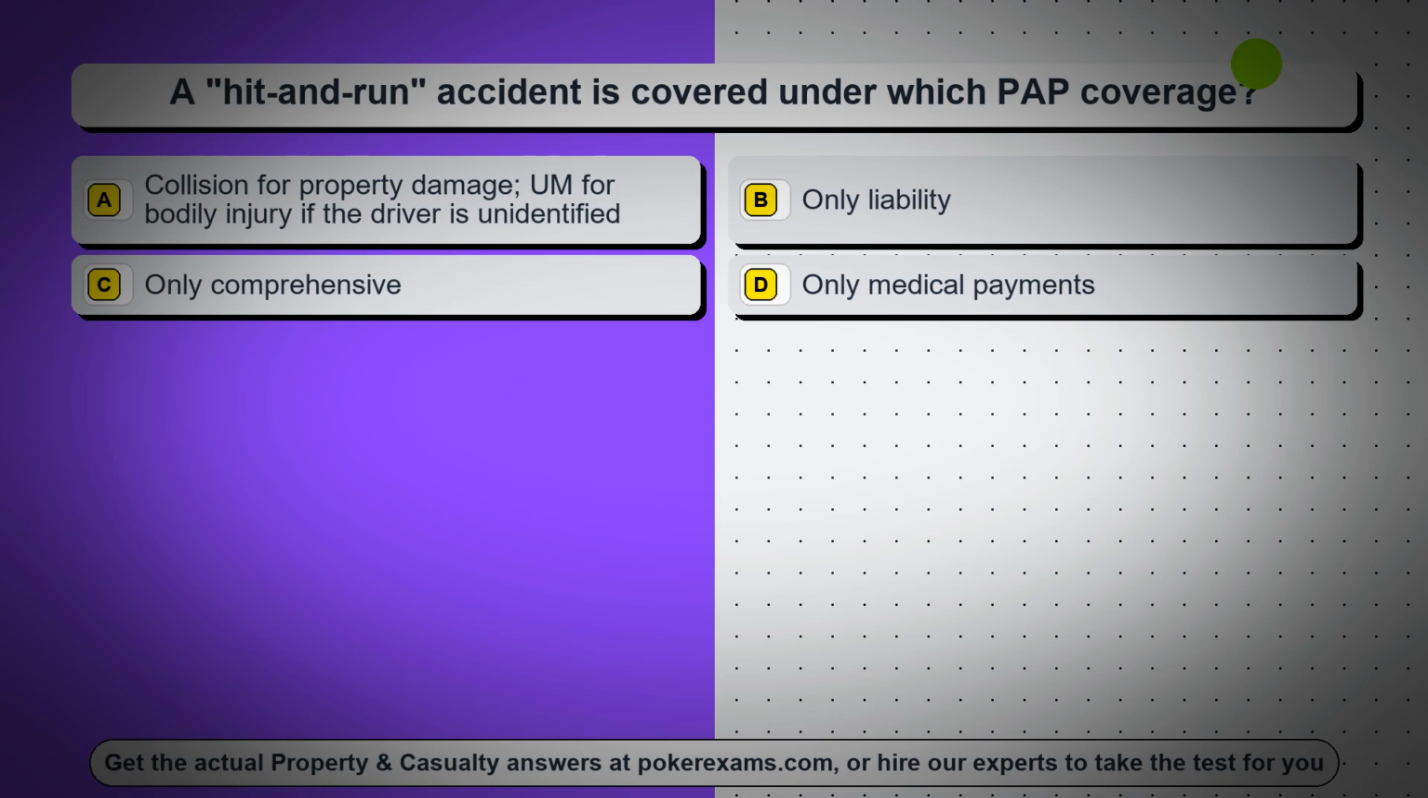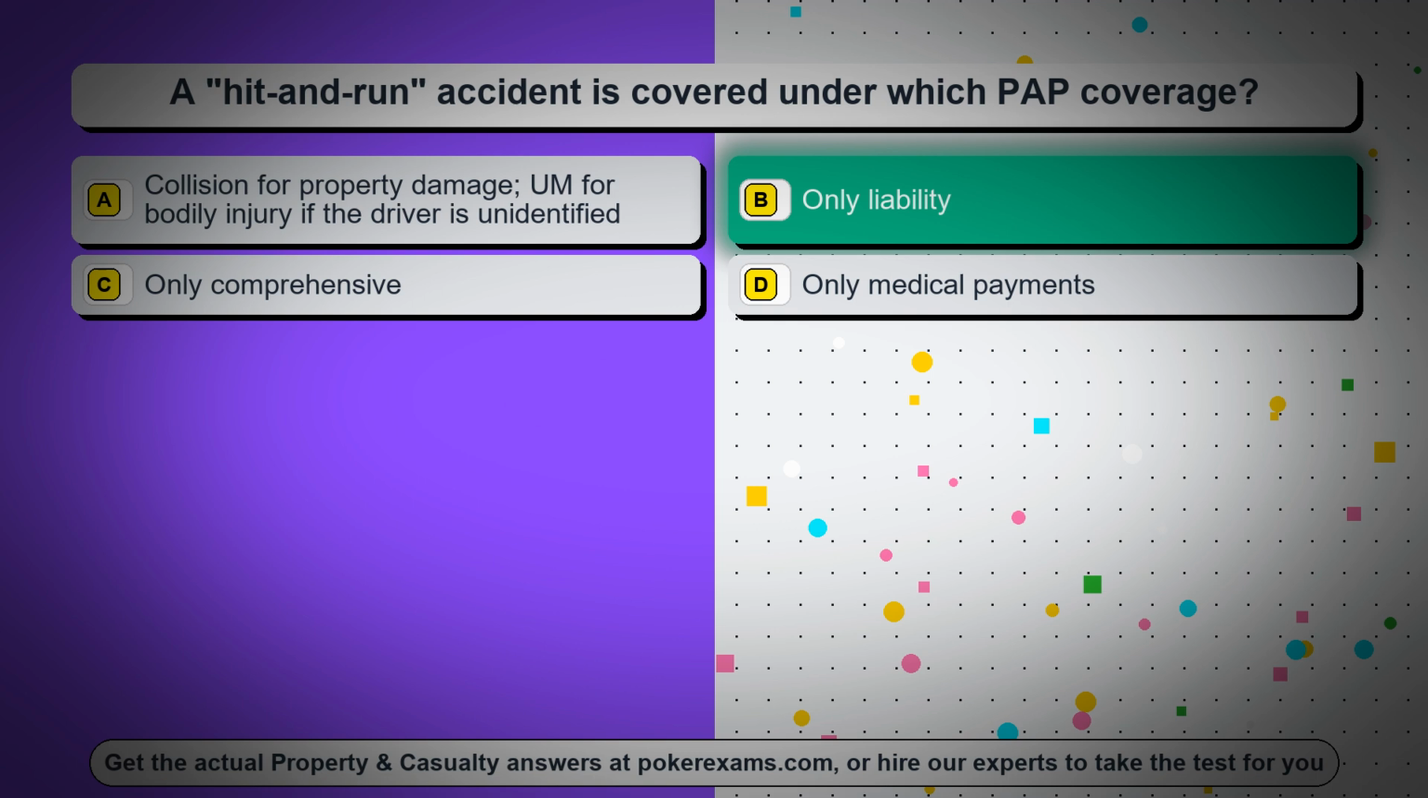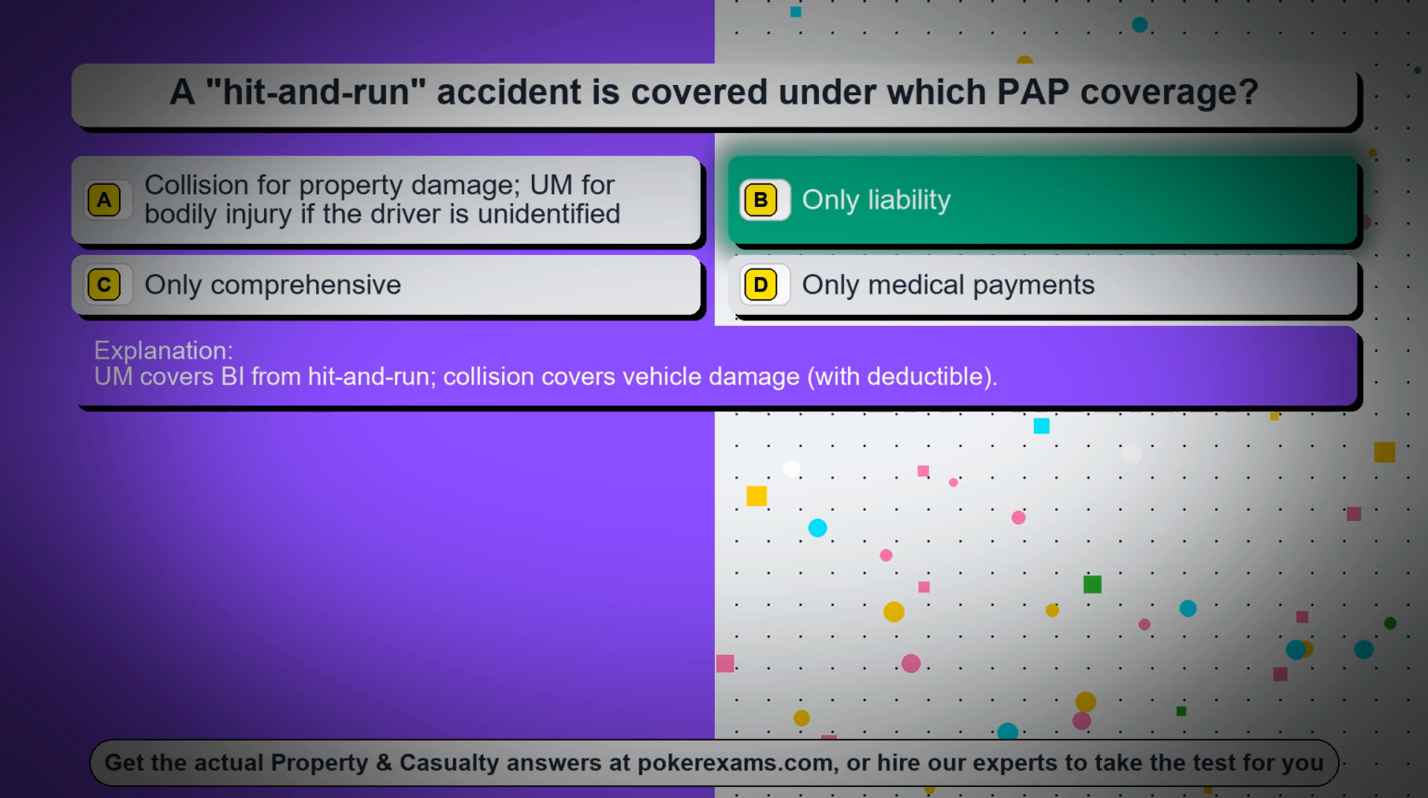Option A, collision for property damage, for bodily injury if the driver is unidentified. Option B, only liability. Option C, only comprehensive. Option D, only medical payments. The correct answer is option B, only liability. Covers bodily injury from hit and run, collision covers vehicle damage, with deductible.